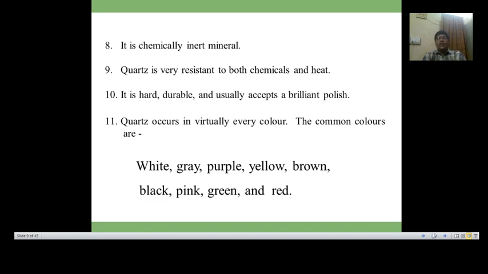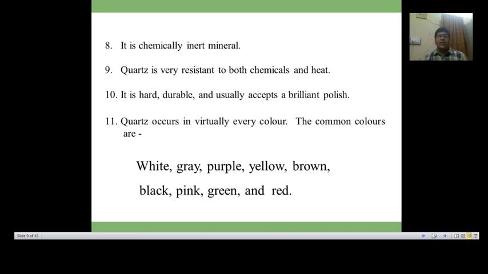Now, it is a chemically inert mineral. Ordinary chemicals will not have any definite effect on its surface or its body; it will not react with the chemicals. Highly concentrated chemicals may have a certain effect on its surface, but overall it is inert to chemicals and chemical actions. That's why it is considered a chemically inert mineral.